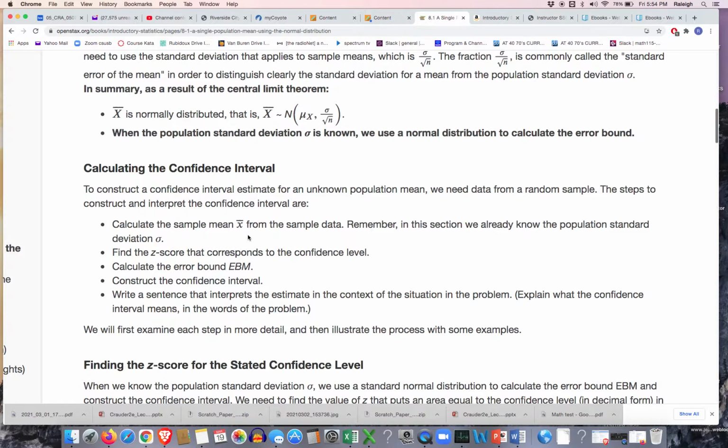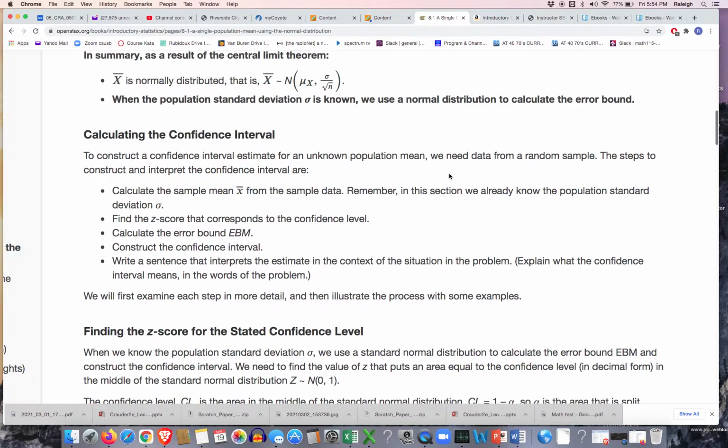If it's not given already, you would have to calculate it. And we would already be given sigma, so that's a nice thing. We get to use z as well. And we would find the z-score that corresponds to the confidence level, 1.645 for 90%, 1.96 for 95%, and 2.575, depends on the book, for the 99% confidence interval. Sometimes it's 2.76. We'll see what this book has to offer. I haven't actually checked that. And then find the error bound and construct the confidence interval by adding and subtracting. And then you could, if you'd like, write a sentence that interprets it in the context of the situation.